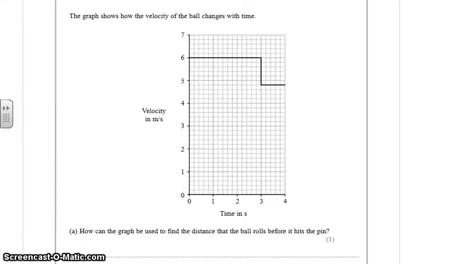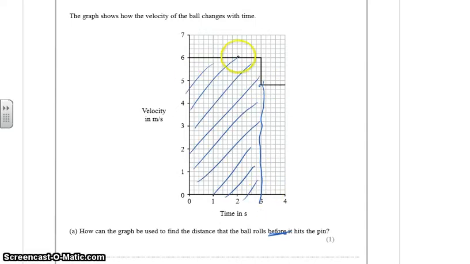Okay, how can the graph be used to find the distance that the ball rolls before it hits the pin? Hopefully we know that the area under a velocity time graph is the distance. The sneaky bit here is that it's before it hits the pin. So it's that time before 3 seconds, so we need to find the area of that shaded area there.